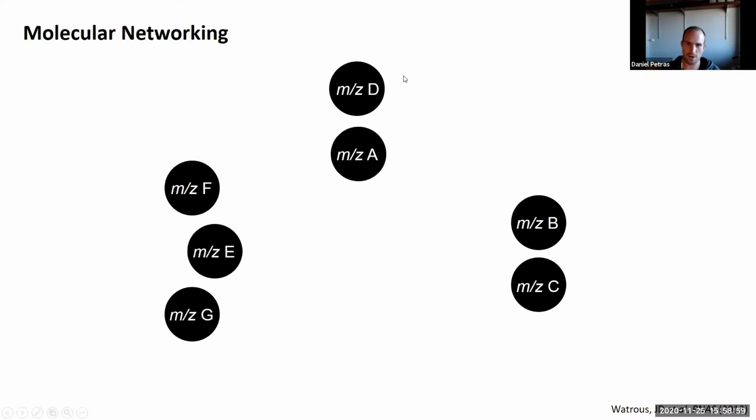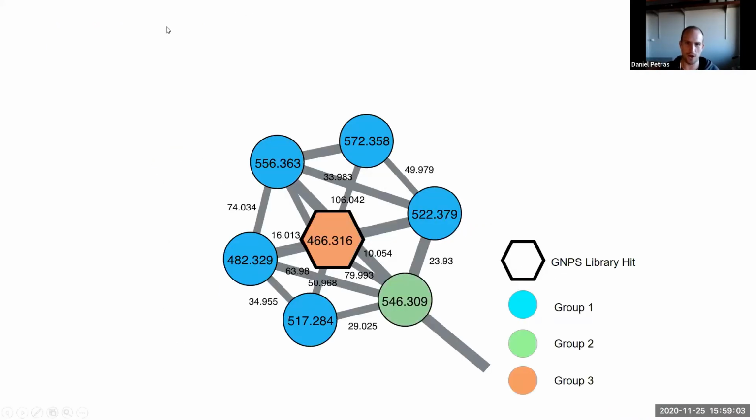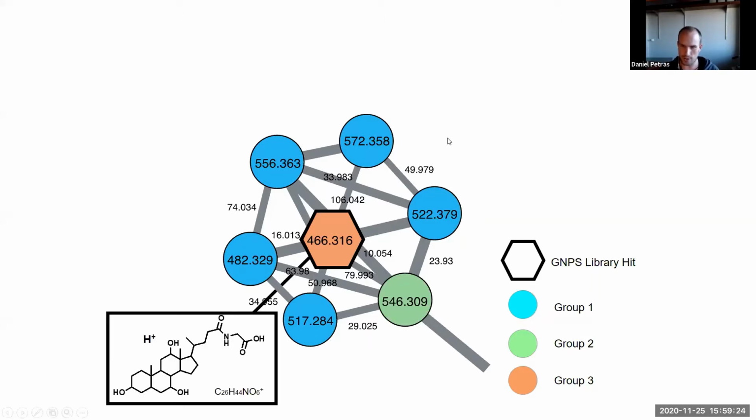And that is really nice, because now we can explore our data, and molecular families should be organized together. And maybe one of those, like the center one here, would have a GNPS library hit. Then we can propagate this annotation to the surrounding nodes and say, oh, this here was actually a bile acid. So I assume that this is a family of bile acids.